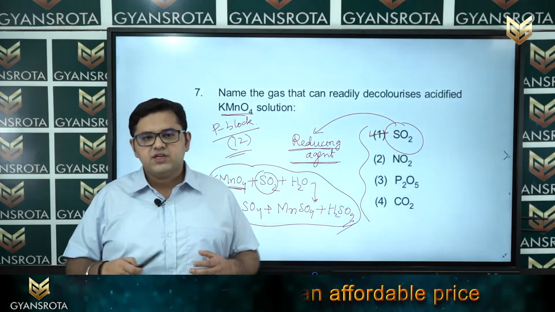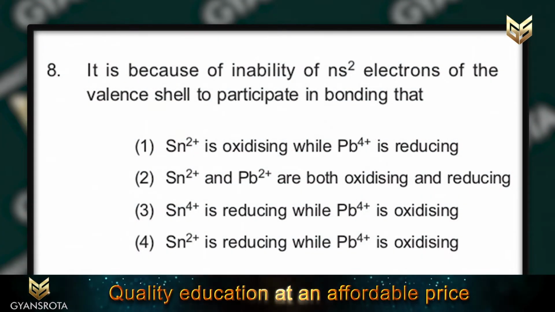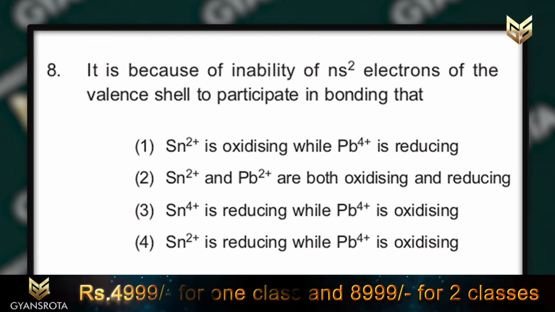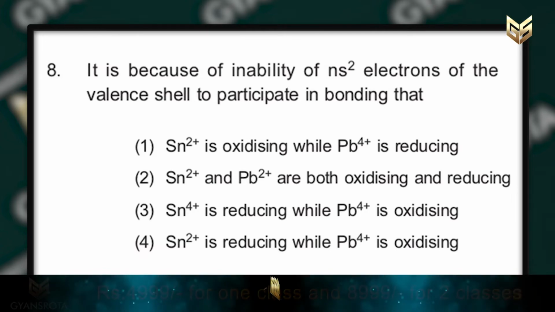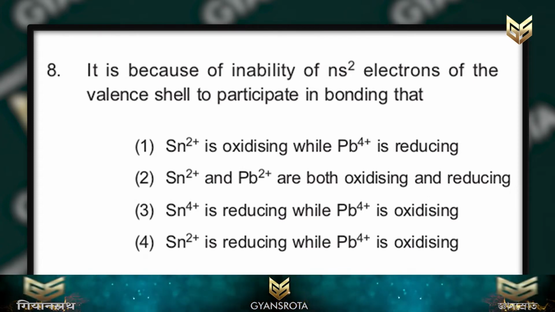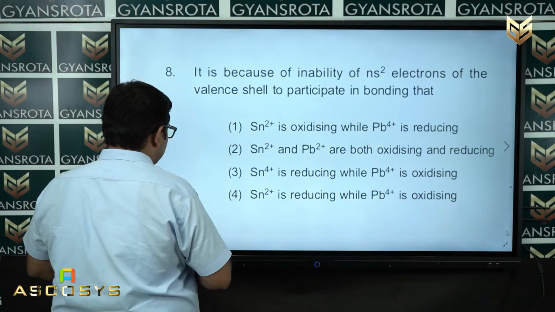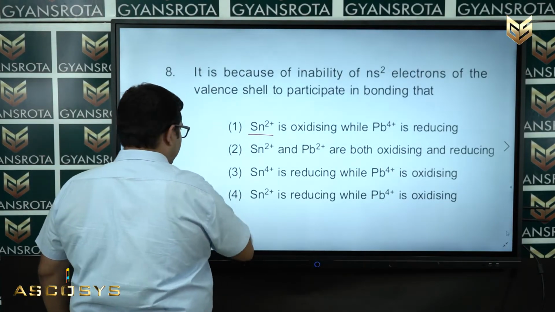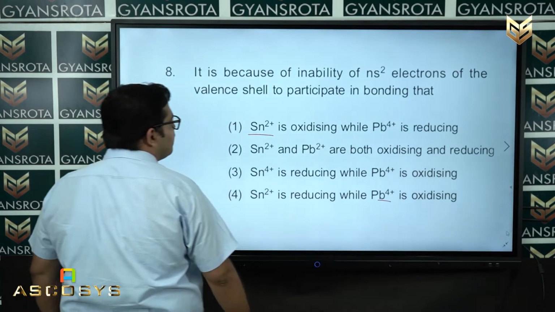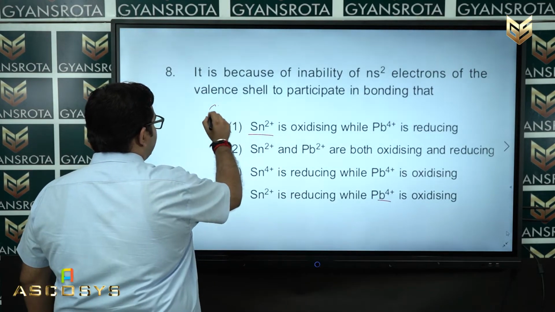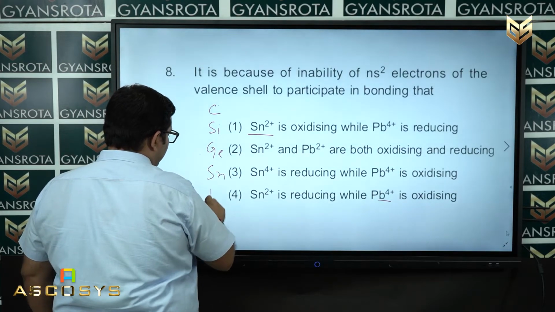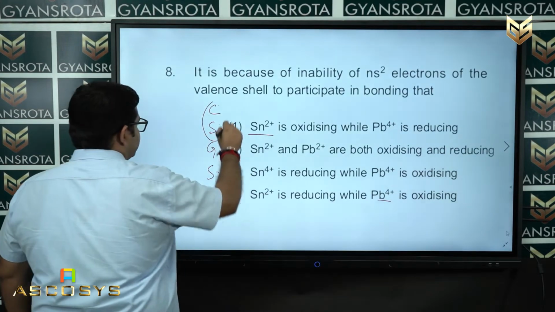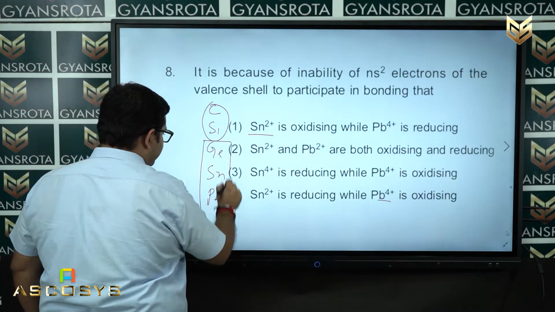Now, we are moving to the next question, question number 8. Question number 8 is on your screen. It is because of the inability of ns2 electrons of the valence shell to participate in the bonding that. So, now we are moving to the solution part. If you see here, Sn, Pb, these all come under the group 14 series. Like carbon, silicon, that is where college students get some problem. So, we are not required this part, we are going to consider only these three.